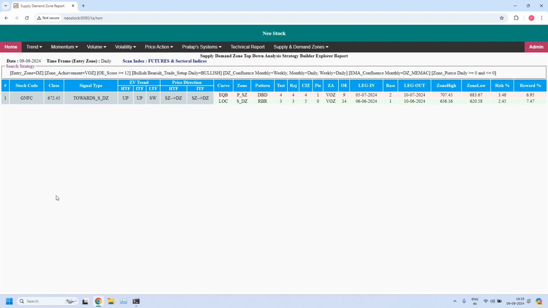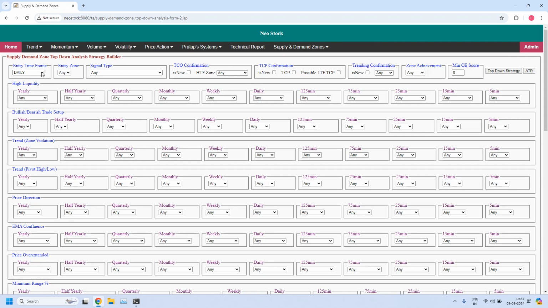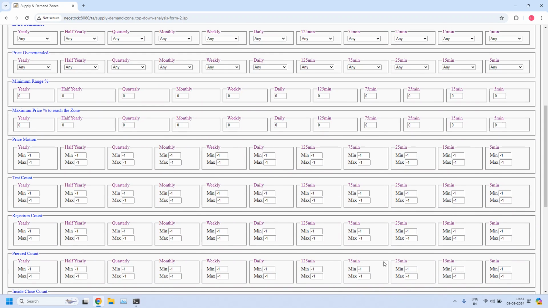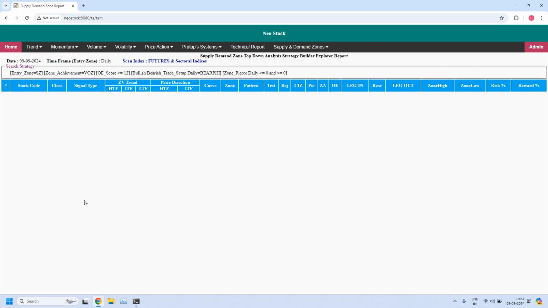Okay, next let's look into bearish trade setup monthly income trade. Entry time frame is daily, entry zone is supply zone. In bullish or bearish trade setup at daily, I am selecting bearish. The daily supply zone should not be pierced. So in the pierced count, daily time frame, minimum value is 0, maximum value is 0. Zone achievement is a violated opposing zone, minimum order enhancer score is 12. All the 3 filters are applied to daily supply zone. So currently there are no bearish trade setup monthly income trade.